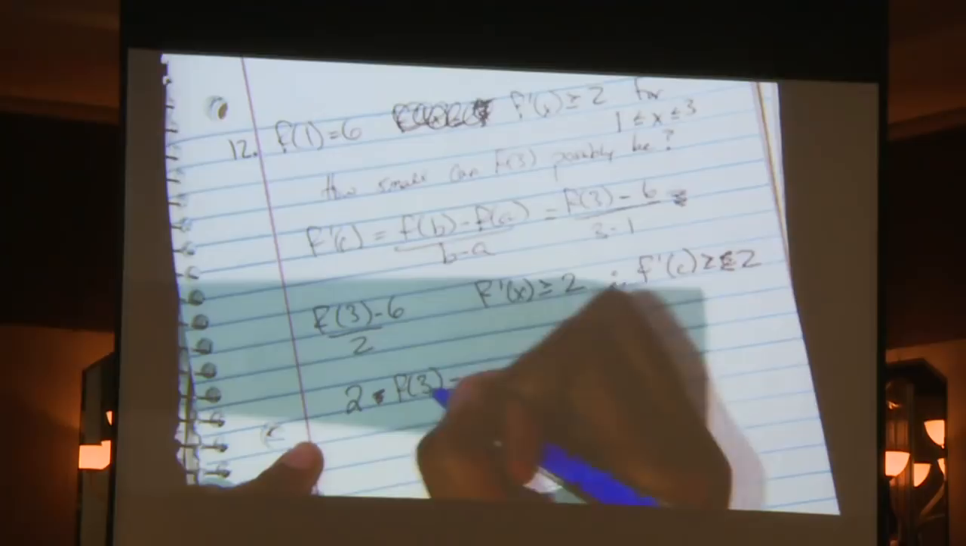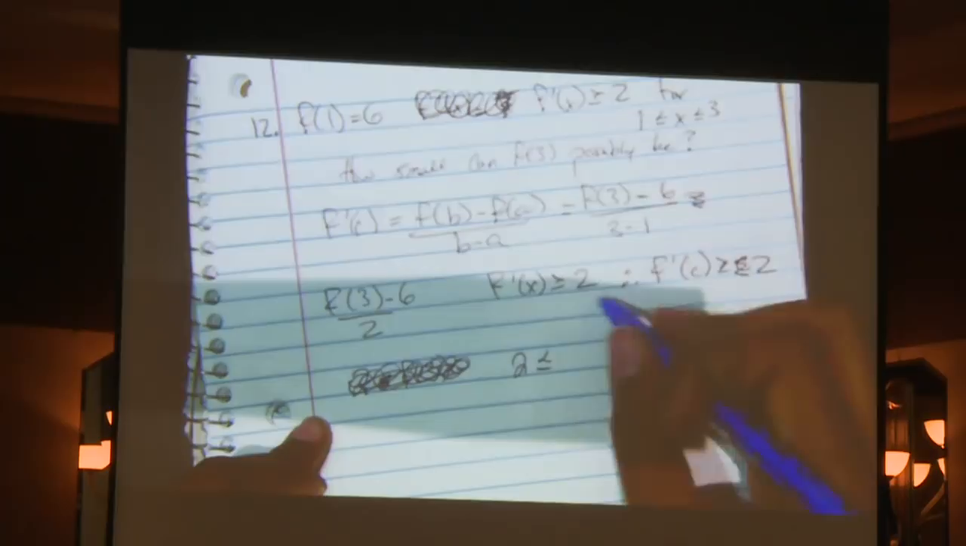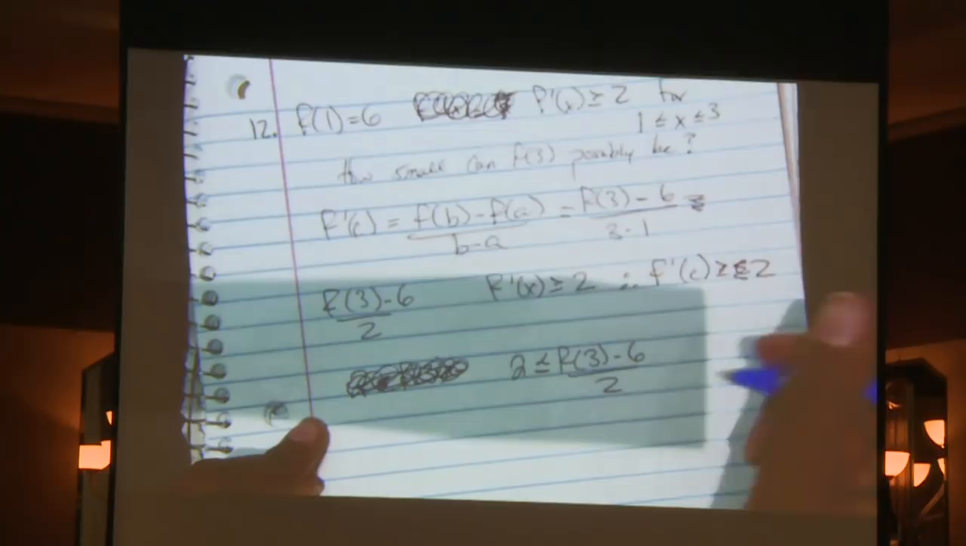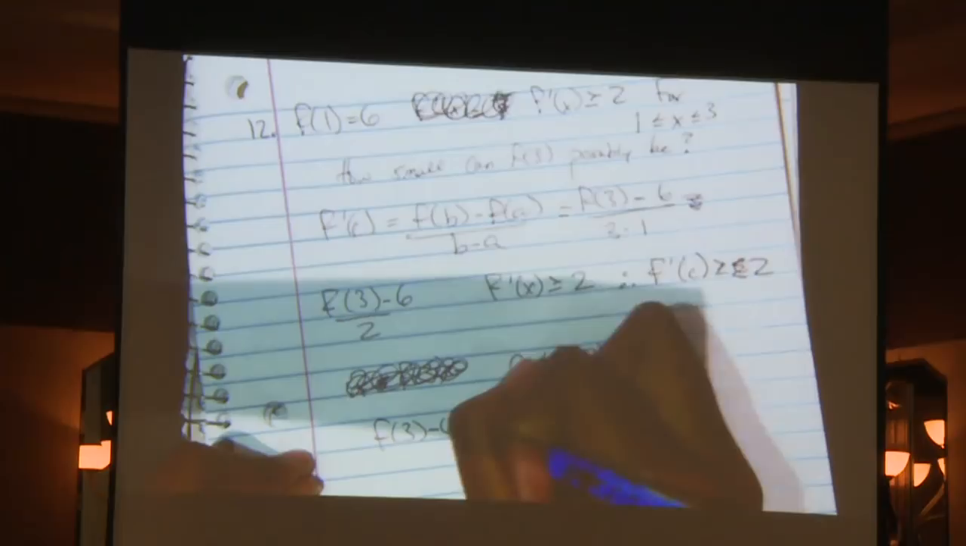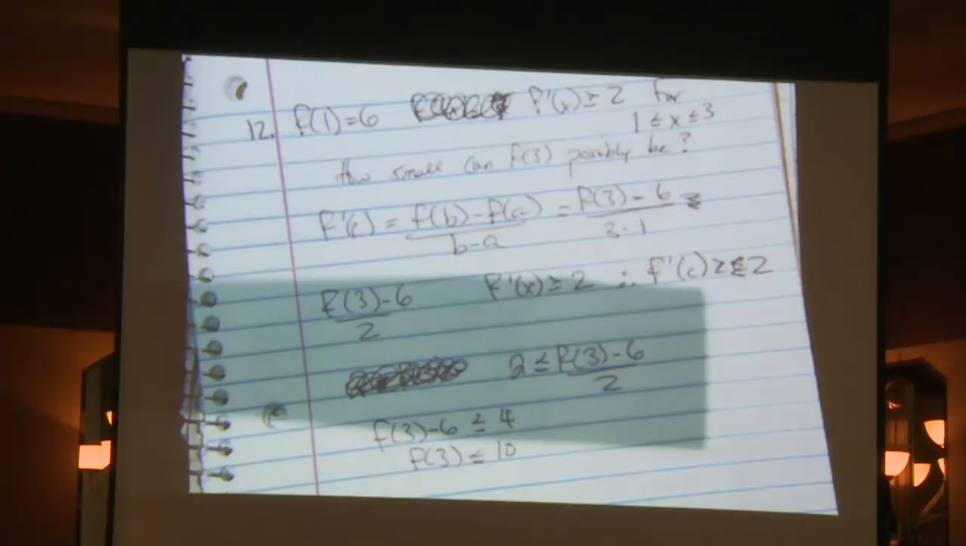I wrote that wrong. It's not an equal sign. You still have to use that. So 2 is less than or equal to this equation. Take that, you get 4. Oh, I wrote my sign wrong here. Sorry. No, I didn't.